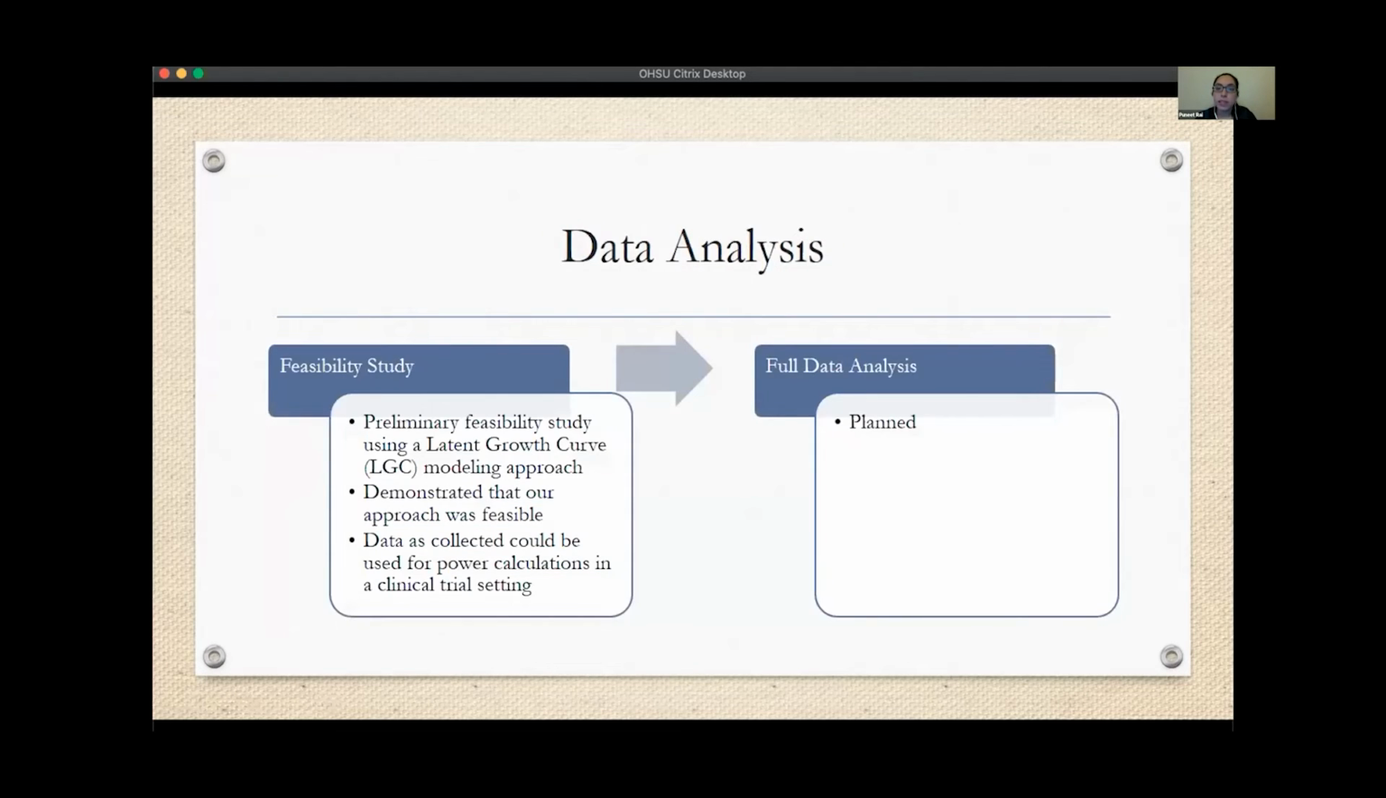So in terms of data analysis, what we've done so far is a preliminary feasibility study just to make sure we were on the right track. And this was through our partner, Dr. French at Washington State University, and his team used a latent growth curve modeling approach and determined that our approach was feasible, and that the data that we're collecting is at a good place to be used for power calculations in a clinical trial setting. And we do have a full data analysis planned once we're further along in the study.